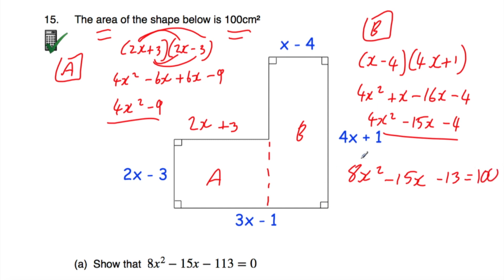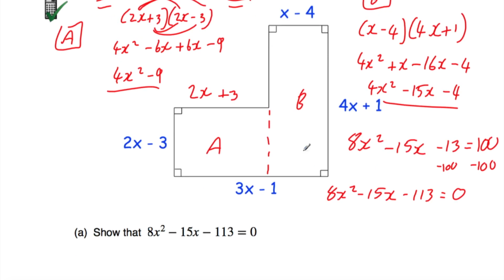So we now know that 8x squared minus 15x minus 13 is equal to 100. Now we want it to equal 0, so we're going to have to take away 100 from both sides. So take away 100 from the left-hand side and take away 100 from the right-hand side. So on our left-hand side, we're going to have 8x squared minus 15x. Now we had minus 13. If we take away another 100, that's going to be minus 113. And on our right-hand side, we had 100 take away 100 is equal to 0. And that's it. So we've got our equation, 8x squared minus 15x minus 113 is equal to 0.